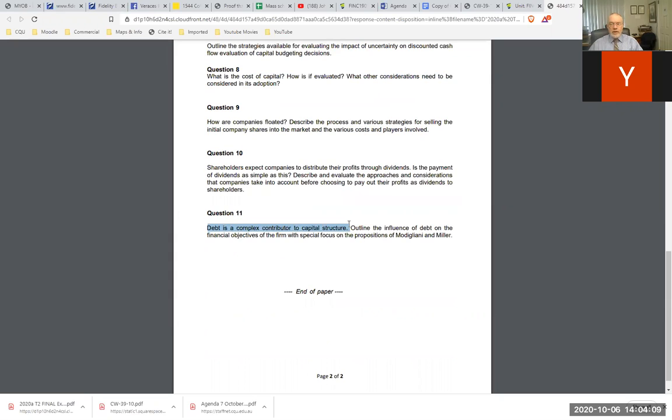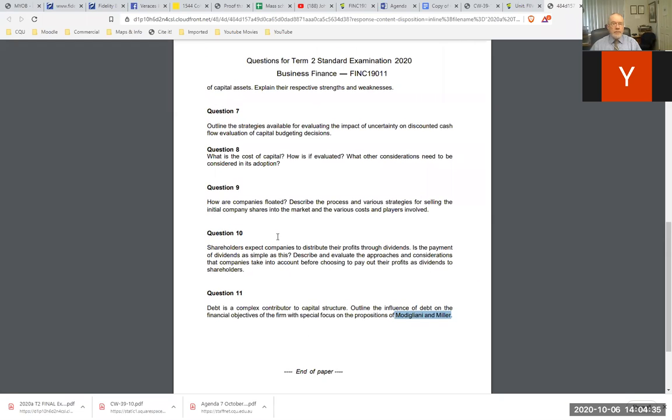Debt is a complex contributor to capital structure. Outline the influence of debt in the financial objectives of the firm and the propositions of these M&M characters, Modigliani and Miller. We spent a whole module doing that, didn't we? That's your opportunity to tell me about what you learned when we dealt with the M&M propositions 1 and 2 and all the other stuff to do with debt. And the rest of the questions are the same.